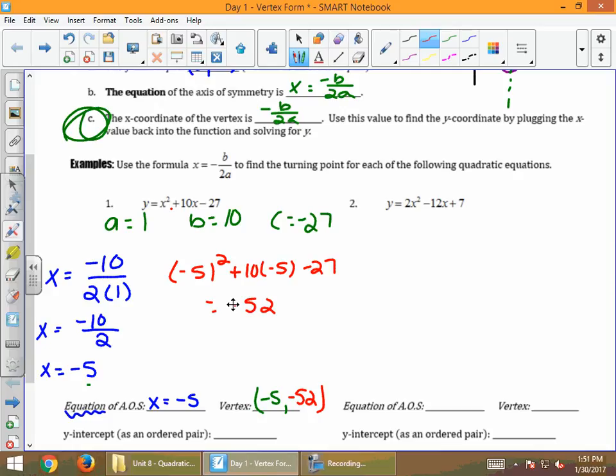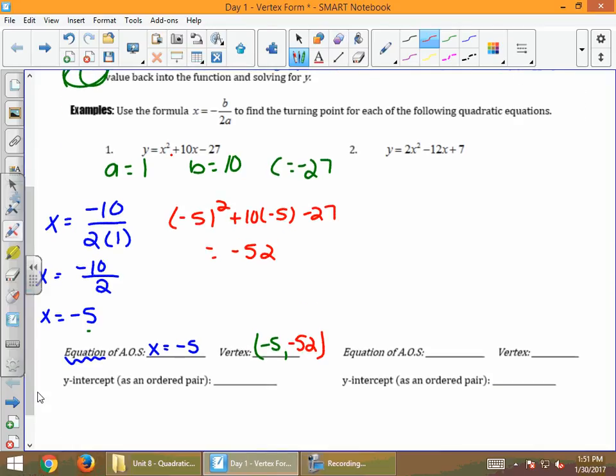Now, how do we find the y-intercept? That's just our what? Rodrigo? Yeah, it's just the c. What did we say our c was? Negative 27. Make sure you write it as an ordered pair. So we would write it as (0, negative 27).